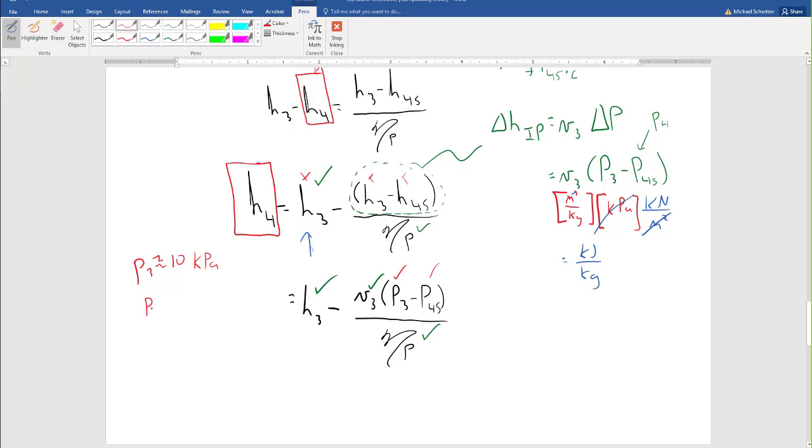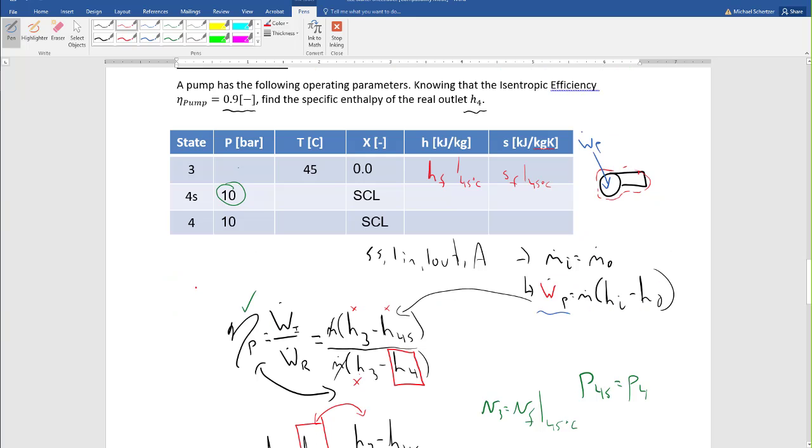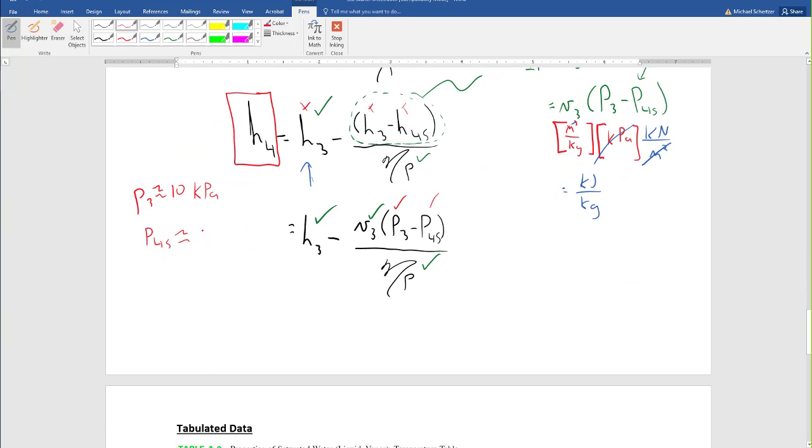And P4S is, what did it say, 10 bar? So 10 bar is 1,000 kilopascals. Right, so this number here is negative. And that's what we expect, right? Because pump power should be negative because the pump is consuming power. Work is going in.